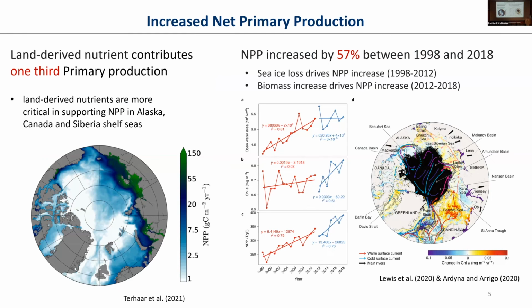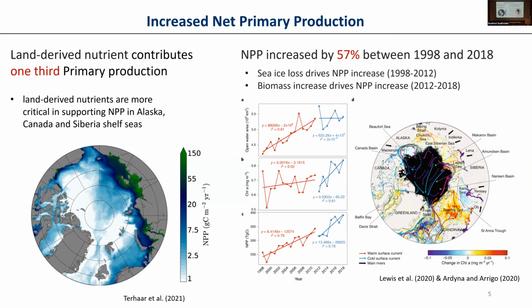In terms of primary production, a recent model study by Ha et al. 2021 has quantified that the nutrients from rivers and coastal erosion can contribute about 1/3 of the total primary production in the Arctic. And if you look at this map, the nutrients from the land have a big impact on the shelf sea.